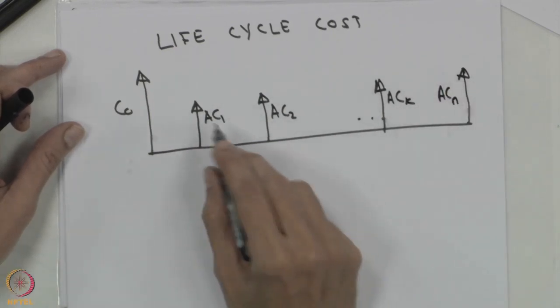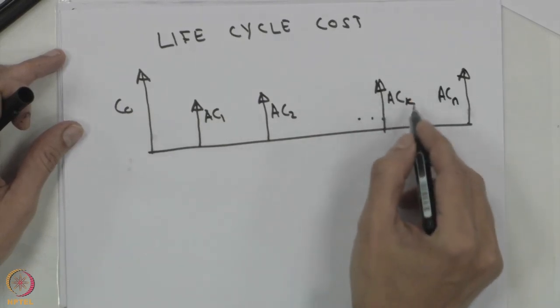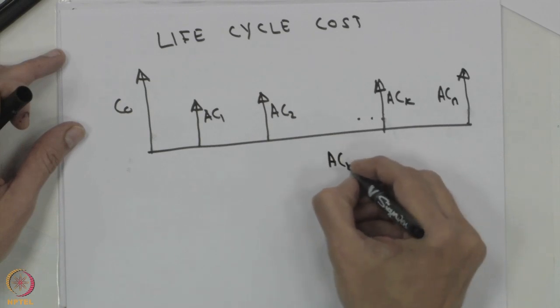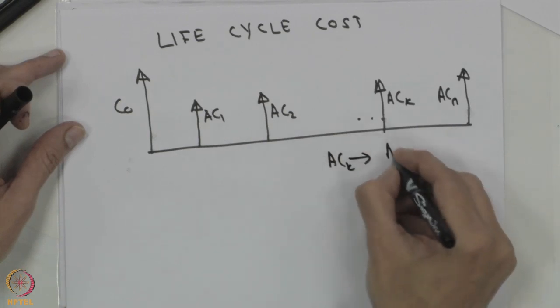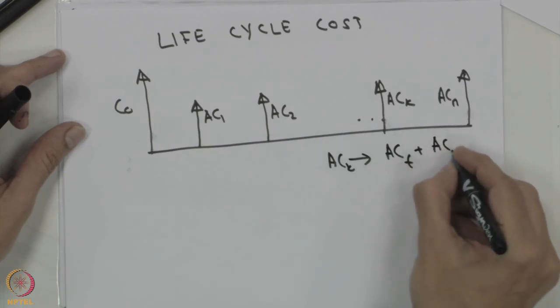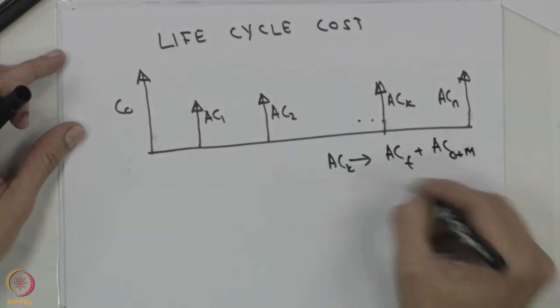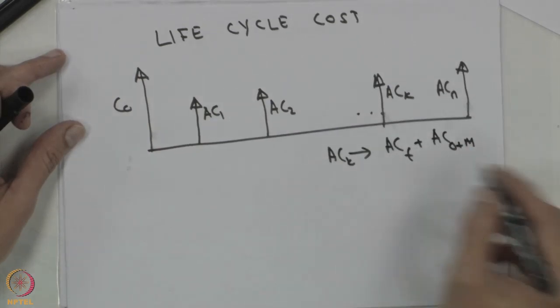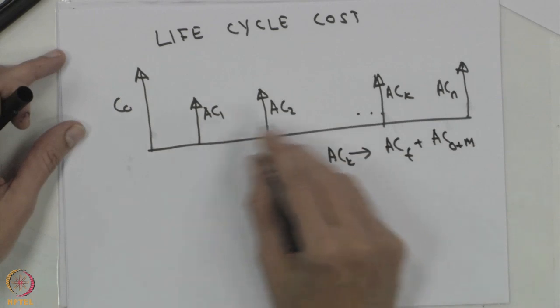This cost, the AC k in the kth year, will have the annual fuel cost, annual operation and maintenance cost, and any other labor and other costs, which can also be taken in. So, in each of these cases.